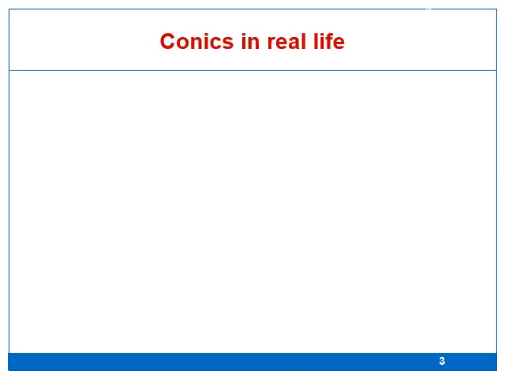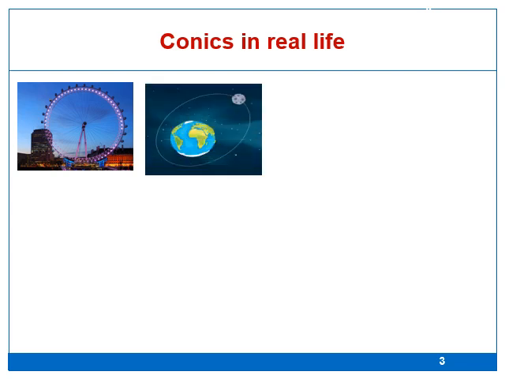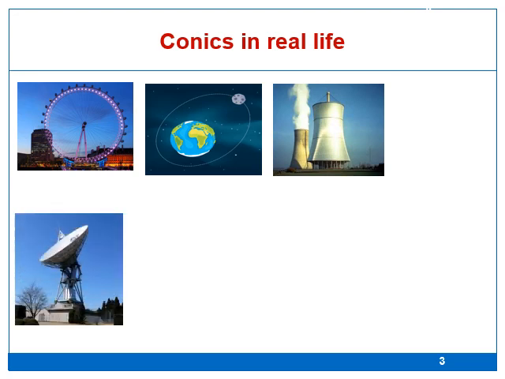Now, where do you find conics in real life? In the Ferris wheel, this is a rotating circle. Also, satellites revolve around the Earth in elliptic orbits. The cross-section of cooling towers is a hyperbola. This is the elliptic satellite dish, where the cross-section is a parabola.